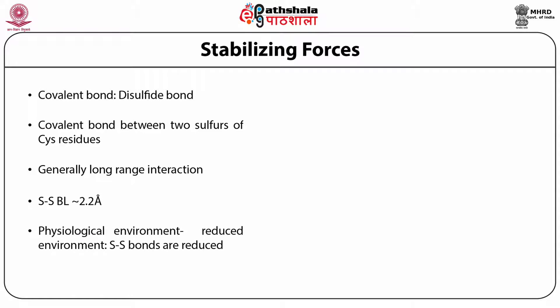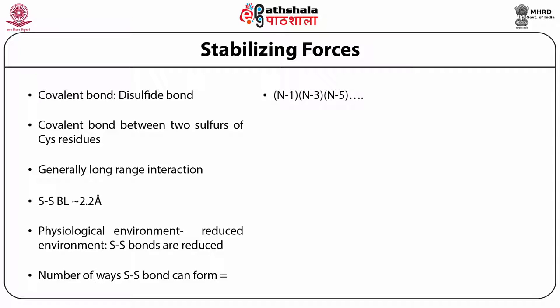Physiologically, in our body, it's a reduced environment. So generally, SS bonds are reduced, but where they are exposed to oxygen, or other places where SS bonds are formed. There are a number of ways SS bonds can form.